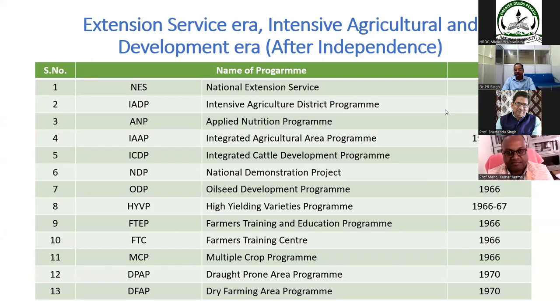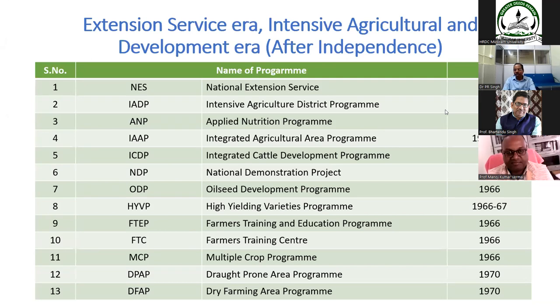So one technology is suitable for one area, and another technology is not suitable for another. So the intensive agriculture district program is also a good program. The program is very good, but execution was not as per its objectives in the entire area. So that program failed in many districts. But the Government of India ran this program up to 1976, and in the 1970s the program was closed.